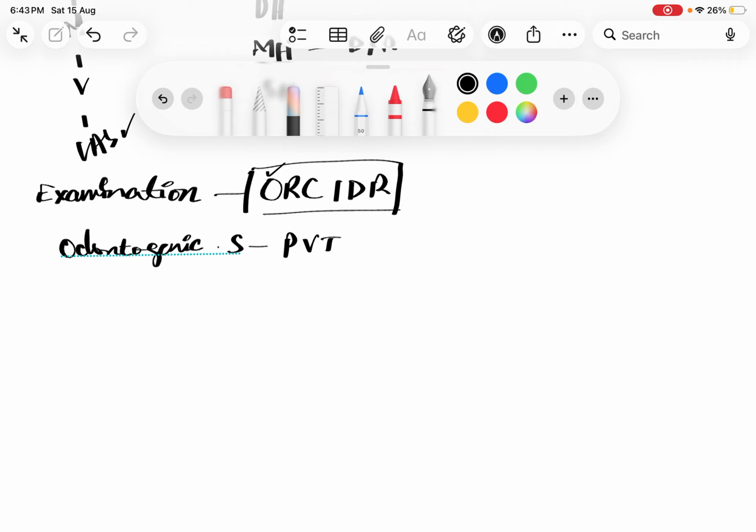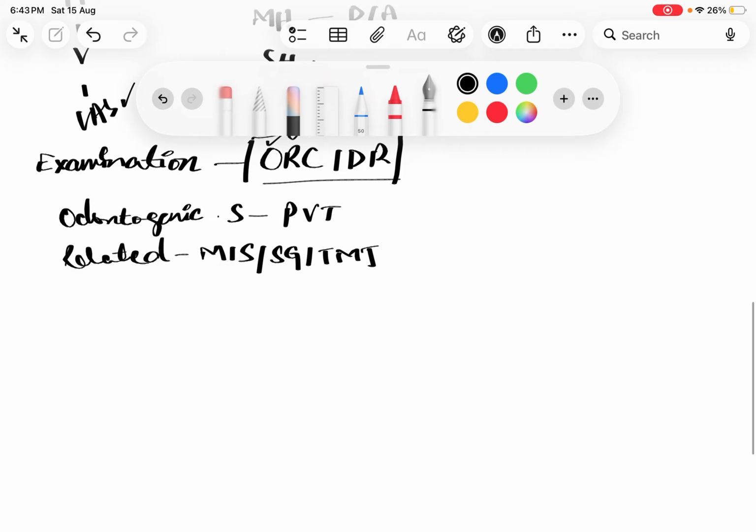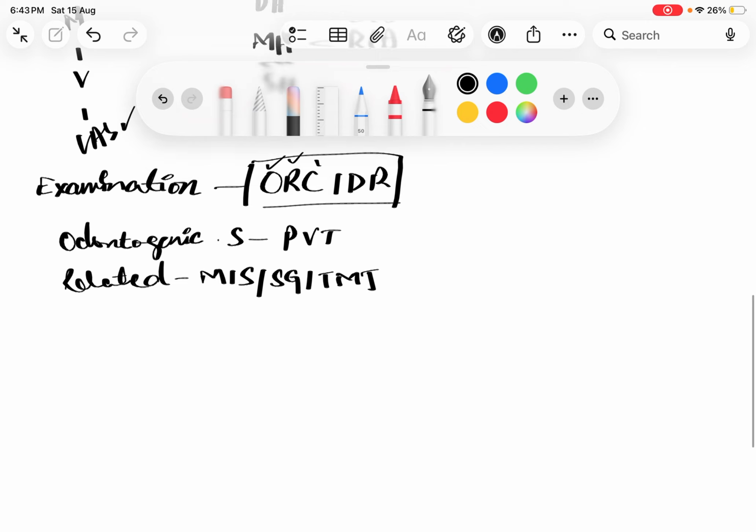You're going to examine the odontogenic structures. Then R is going to be your related structures, which are the muscles of mastication, the sinuses, the salivary glands, and the temporomandibular joint. And then C, most important, cranial nerve function test. Cranial nerve functions need to be assessed. Gross, sensory, and motor deficits need to be identified.